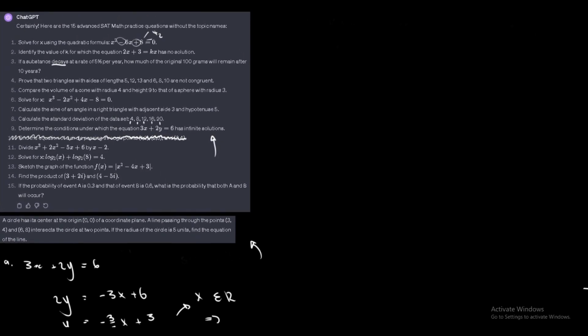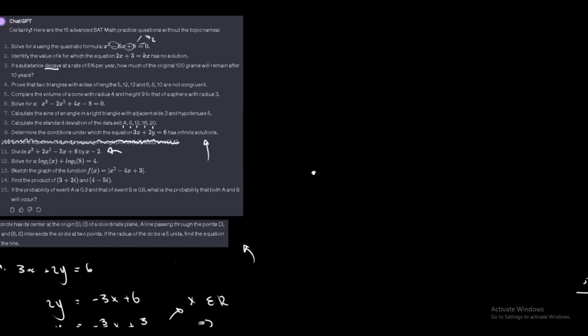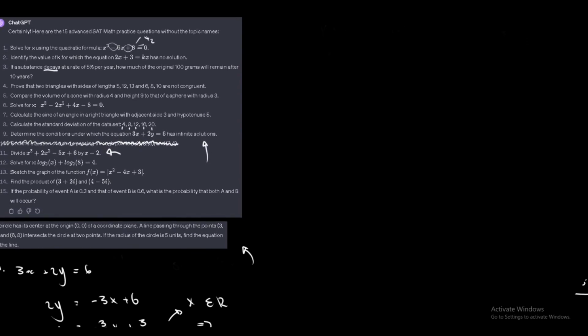Okay, let's look at the next one. So we have divide x minus 2. Rational zero theorem, my favorite. First things first, set this equal to 0. Set your x minus 2 equal to 0. That gives me x is equal to 2.